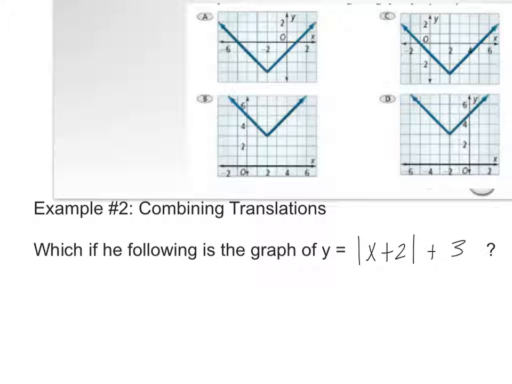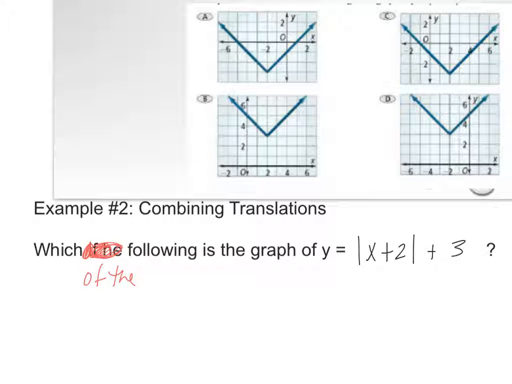All right, in example 2, it's supposed to say "which of the following is the graph of y equals the absolute value of x plus 2 plus 3?" I'm just going to cross all that out.